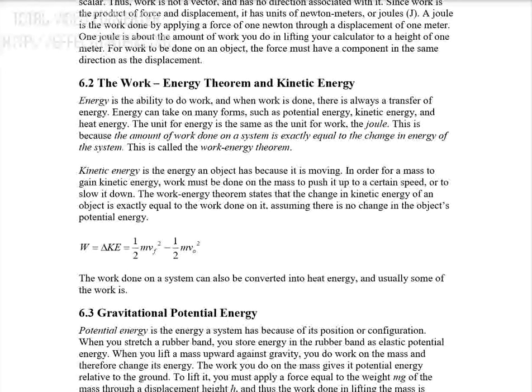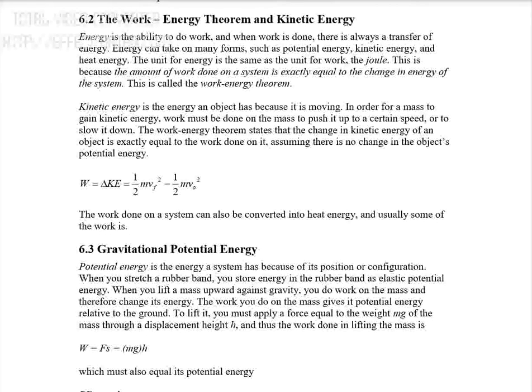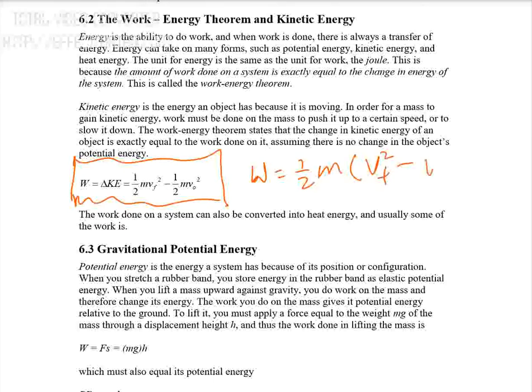Work energy theorem. From the work energy theorem, work and kinetic energy have a relation. That means work done is equivalent to the change in kinetic energy of a system, that is, kinetic energy final minus kinetic energy initial. And also you can write work is equal to, by taking 1 over 2 m as common, v final square minus v initial square. This is the equation which we use to determine the work, which links work and kinetic energy.